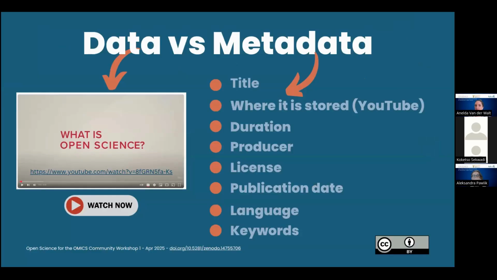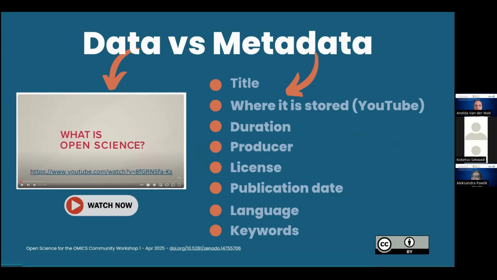So we've spoken about metadata already, and just quickly considering again, if you, for example, have a YouTube video, the YouTube video will be the data, the title, the platform where it's stored, the length of the video, who produced it, the license, the publication data, language, and keywords. That is all metadata.